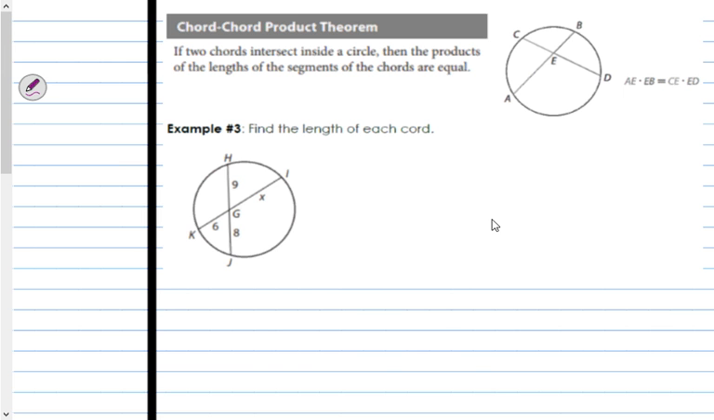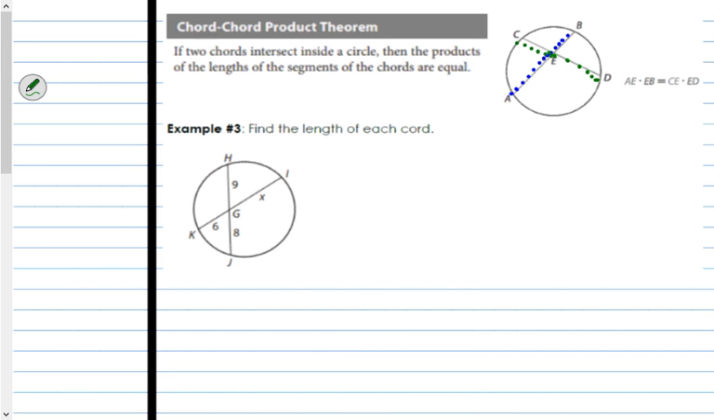The chord product theorem states that if two chords intersect inside of a circle, then the product of the lengths of the segments of the chords are equal to each other. So as you can see, chord CD is intersecting chord AB. When I break up those two chords, the products of the two segments are equal to each other. So AE, this piece, times BE, that piece, is equal to CE, this portion, times DE, that portion. It may not look like that to scale, but you have to trust the rule.